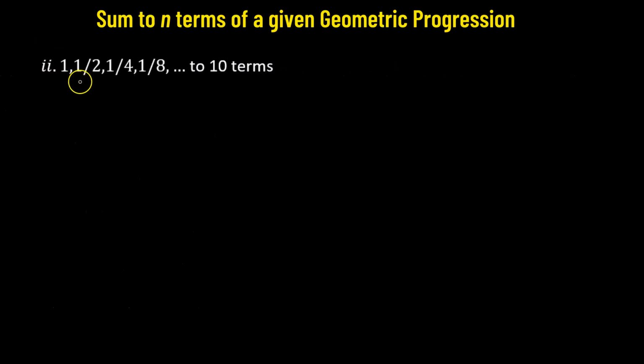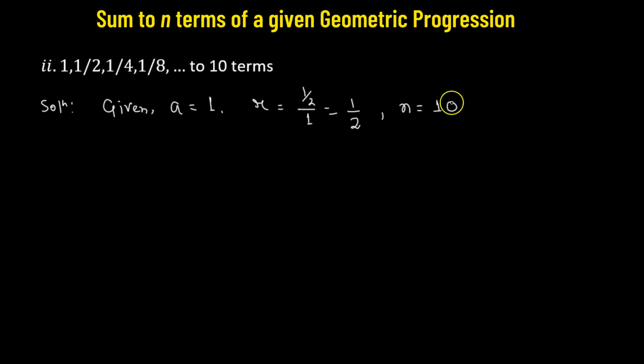Let's move on to the second problem. So here we have another geometric progression. The first term being 1, the second term is half, the third term is 1/4, and the fourth term is 1/8. So let's find out. Here we will first specify the given first term. Our first term A is 1. For the common ratio, we'll consider the second term and divide it by the first term, which is 1. So our common ratio is half. And we have to find the sum to 10 terms, so the n value is 10.